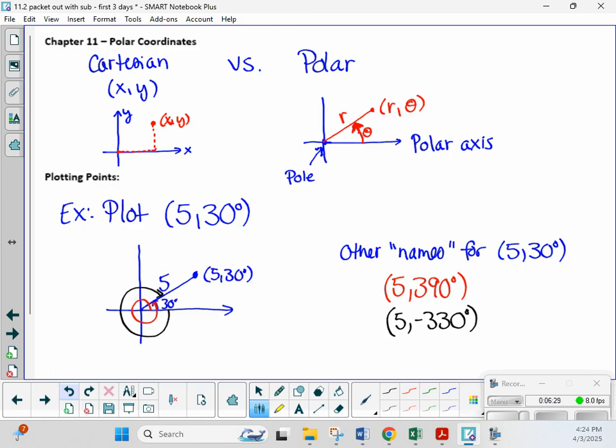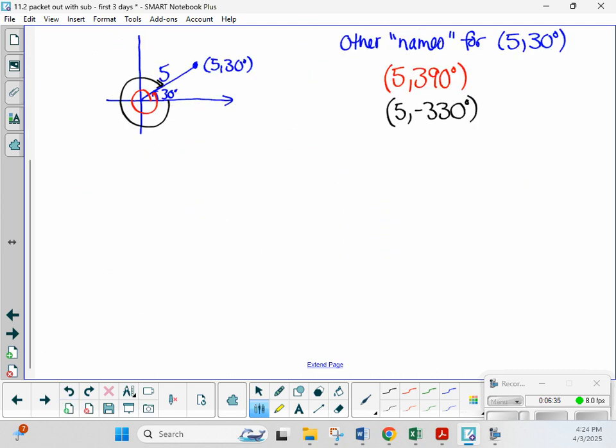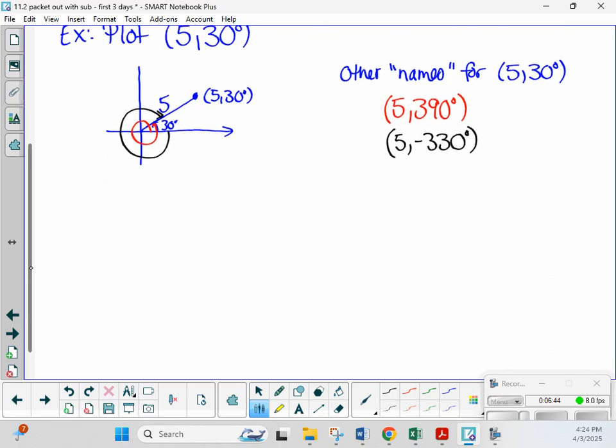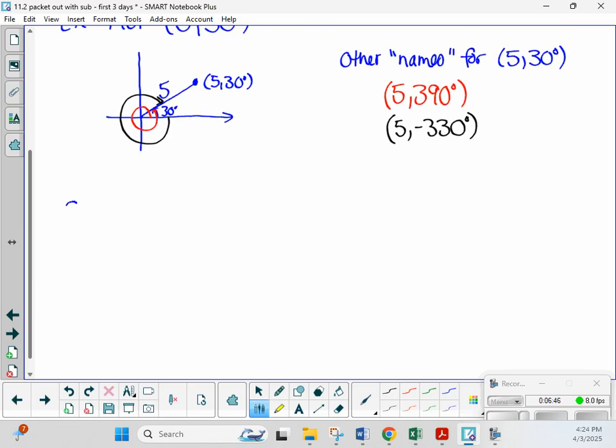Now, we can also plot with negative, not just negative angles, but also negative R values. Can you squish that on here still? So let's do a kind of regular one first. Here's example, let's just call this example 2. Let's plot, let's say, how about 7, 315 degrees.